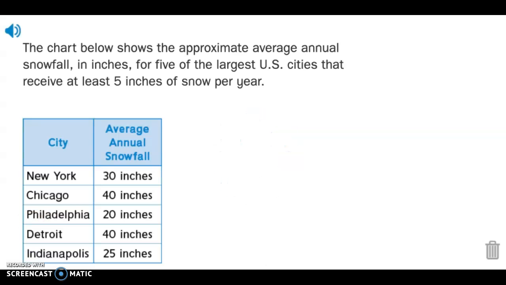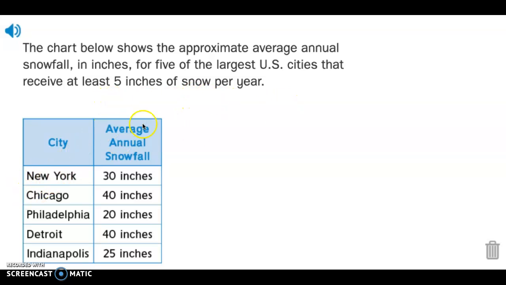All right, well, I can't get the whole journal page to show up, so we'll just have to use this and it'll break it apart. It says the chart below shows the approximate average annual snowfall in inches for 5 of the largest U.S. cities that receive at least 5 inches of snow per year.